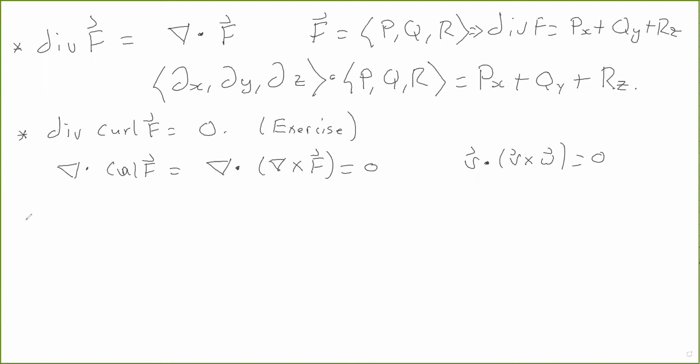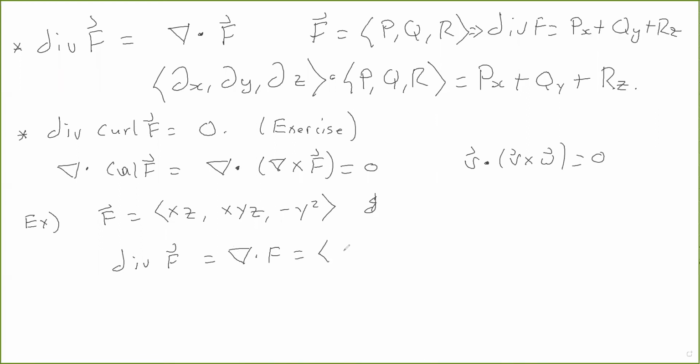Okay, so let's look at an example. Let's say F is equal to the vector field (xz, xyz, -y^2). Then the divergence of F, let me come down here. The divergence of F is equal to the gradient dotted with F. I'm just going to write all of this out. This is (partial x, partial y, partial z) dotted with F, which is (xz, xyz, -y^2).